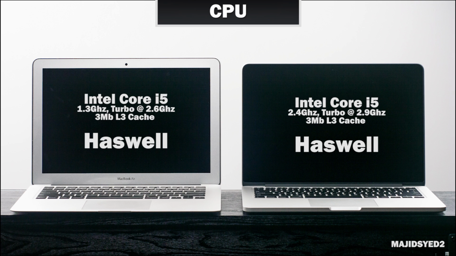It's clocked at about 2.4 gigahertz, and it can turbo boost up to 2.9 gigahertz, and it has 3 megabytes of level 3 cache, versus the MacBook Air, which comes with 1.3 gigahertz stock and can turbo up to 2.6 gigahertz, and it also has 3 megabytes of L3 cache. In most respects, the MacBook Air is underclocked in order to get a better power management system, so it can do better in terms of battery life, because that's really what it's designed for.